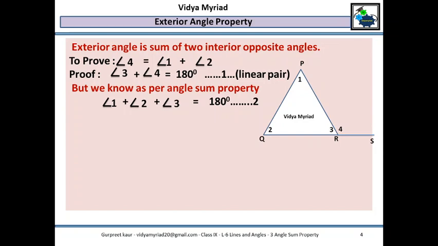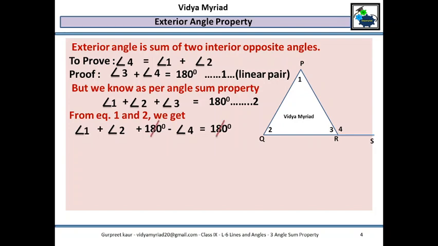Now I will substitute angle 3 in this, as according to equation number 1, angle 3 will be equal to 180 degrees minus angle 4. So I will just replace angle 3 by 180 minus angle 4. And if you look at both the sides, there is 180 and 180, which can directly get cancelled. And I can write it as angle 1 plus angle 2 is equal to angle 4, which proves the property that exterior angle is the sum of two interior opposite angles.